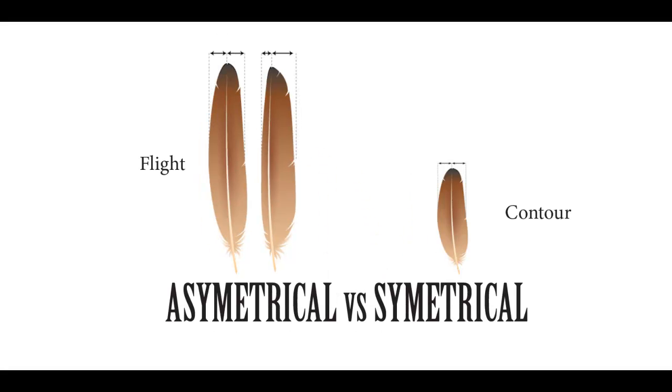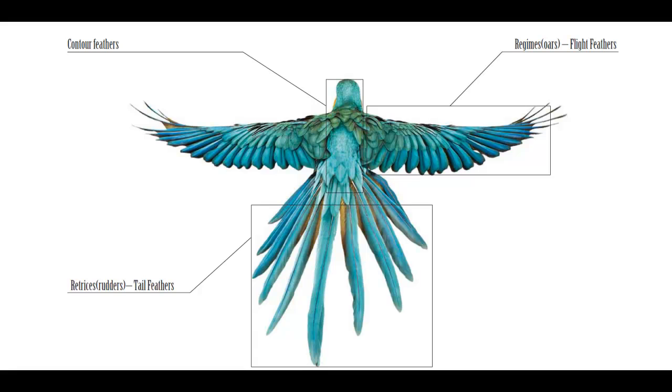Flight feathers are asymmetrical, meaning the vane of the feather will be narrower on the leading edge of the wing or tail, and as the feather moves back towards the body, the vanes on either side of the rachis will become more symmetrical. Contour feathers, however, are symmetrical. This means that the vanes are equal on both sides of the rachis, no matter where they are found in the bird. And here's an example of why these two types of feathers are so important.